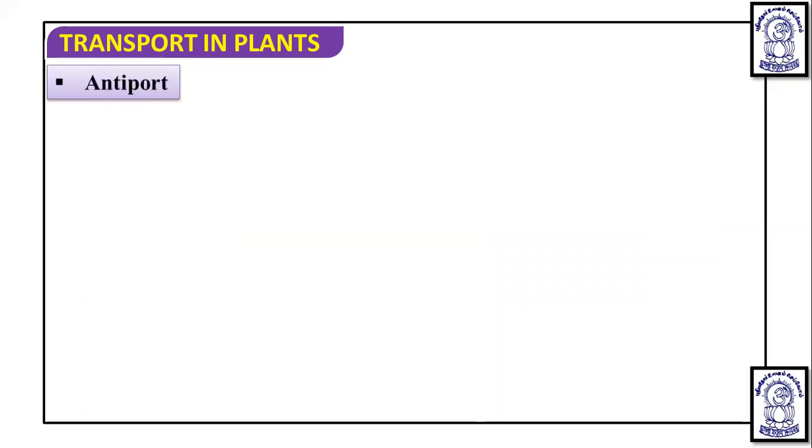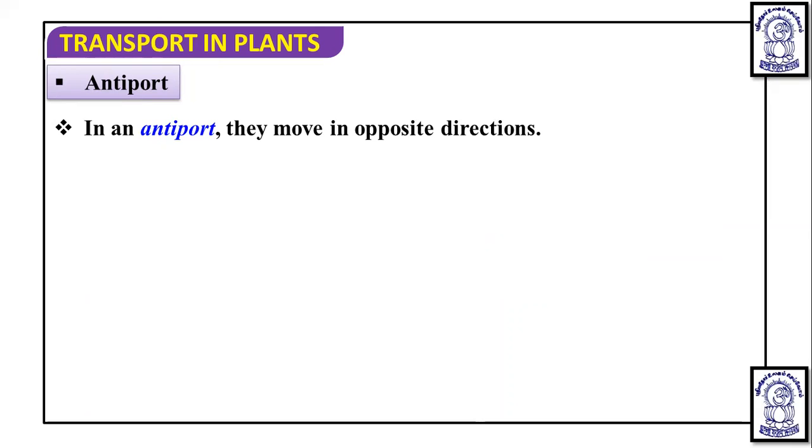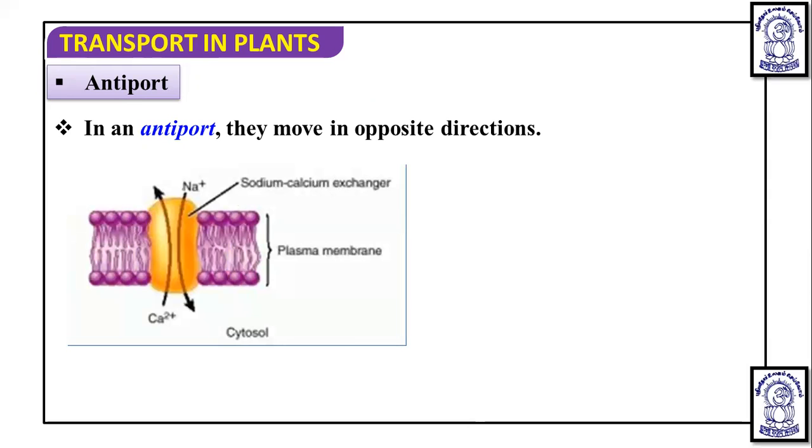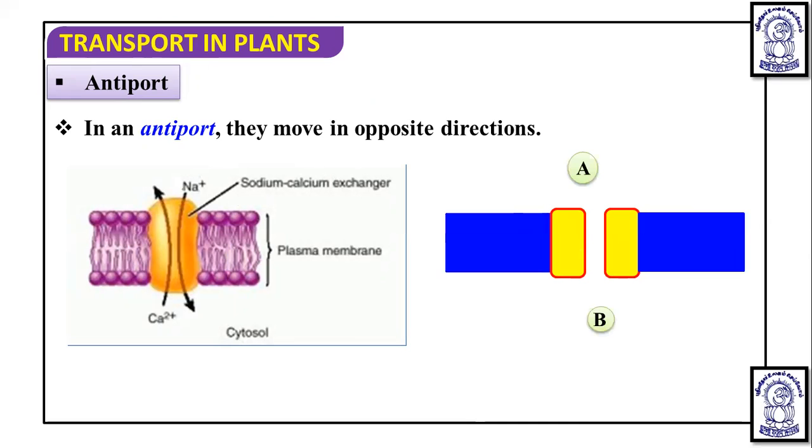The other one is the antiport. Anti means opposite. So here the molecules move across the membrane in opposite directions. The sodium-calcium exchanger is an example. Here this is the exterior, this is the interior. A is in the exterior, B is in the interior, and A and B are exchanged, crossing in opposite directions. Because of this, we are calling it antiport. So these are the three types of facilitated diffusion that we have discussed.